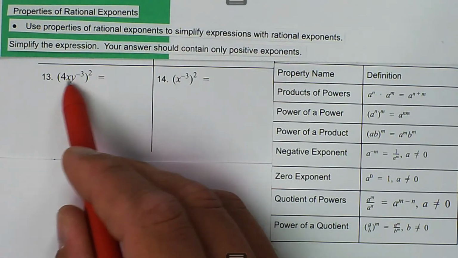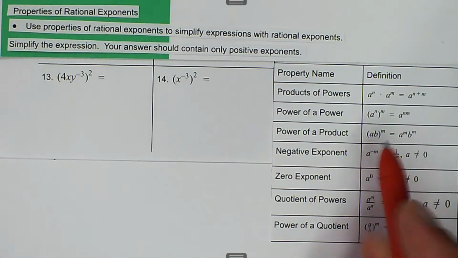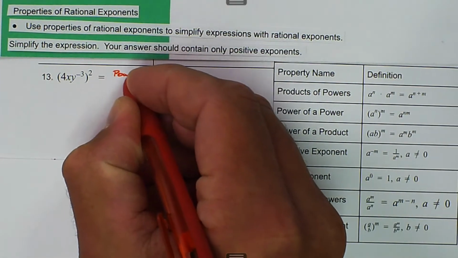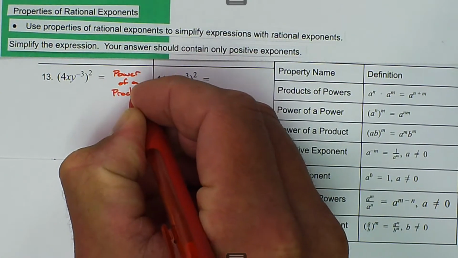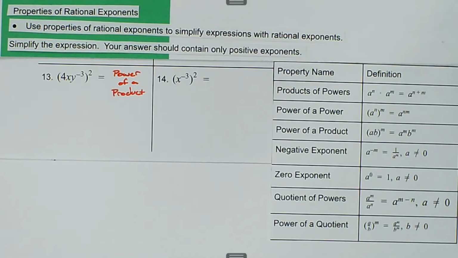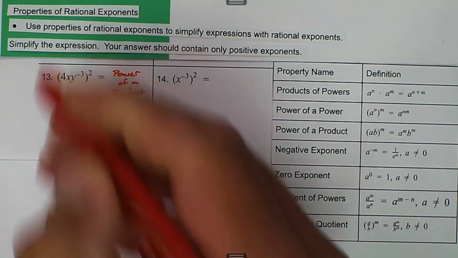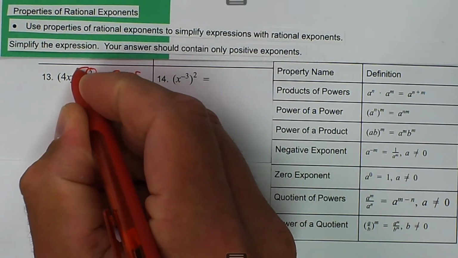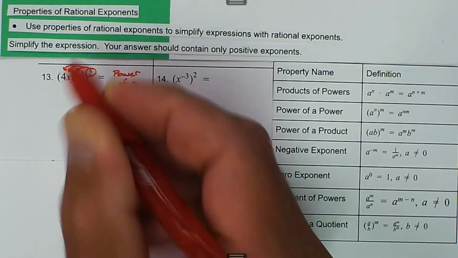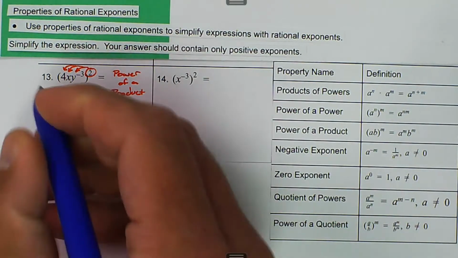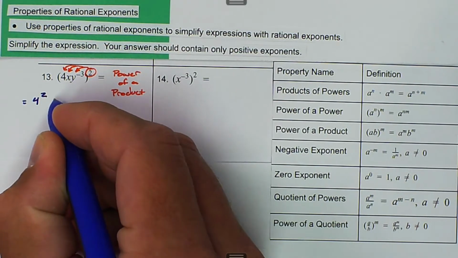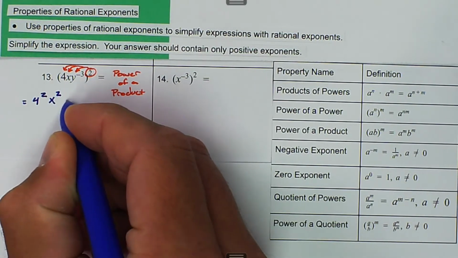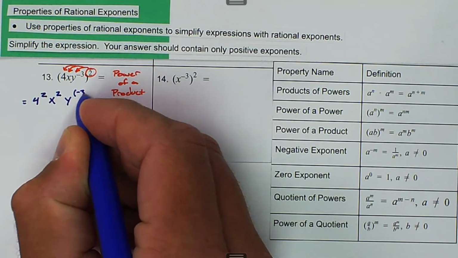So in here we have a bunch of products. So we're going to use power of a product. And we're going to go ahead and distribute that 2 to all 3 parts, to the y, to the x, and to the 4. And so we get 4 squared, x squared, and then we have y to the negative third already.